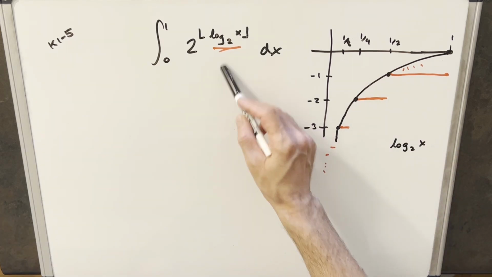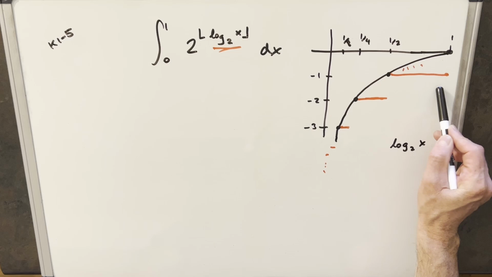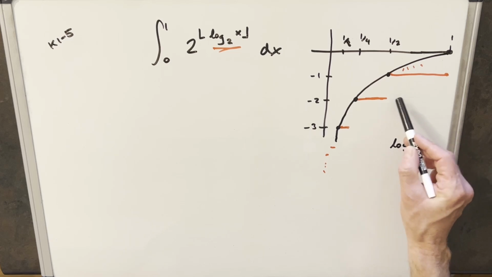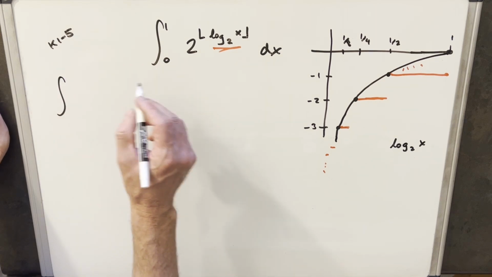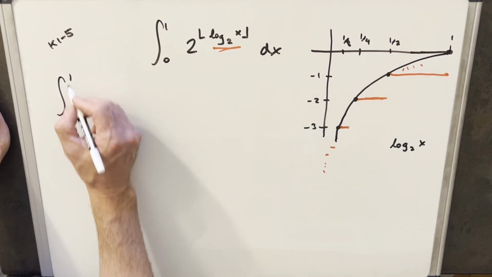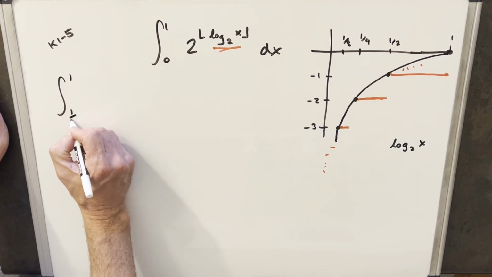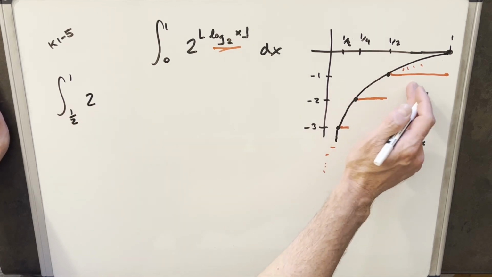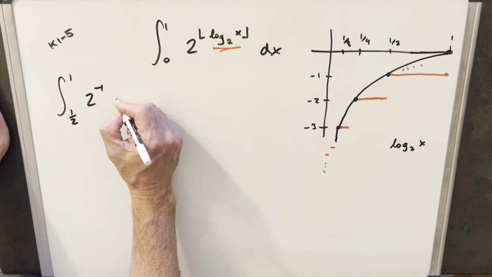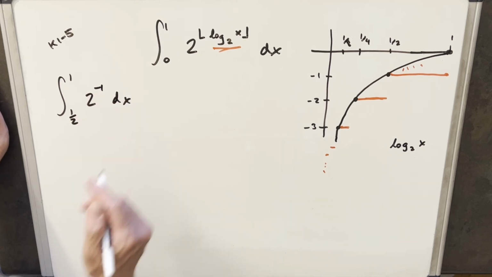So for example, we know what this exponent value is going to be between 1/2 and 1. It's going to be this constant value, -1, and then in this region it's going to be -2. So that's going to allow me to break up my integral. For my bounds, for this first one, we'll integrate from 1/2 to 1. We'll have our base 2 here, but we know that this exponent in that whole region is going to be -1, and so we're just integrating 2 to the -1.